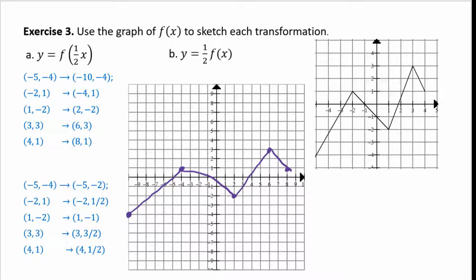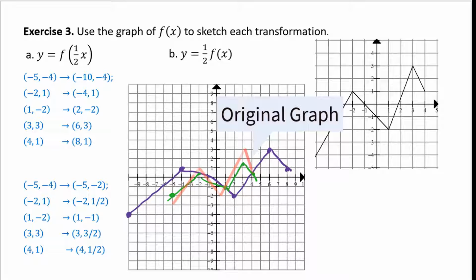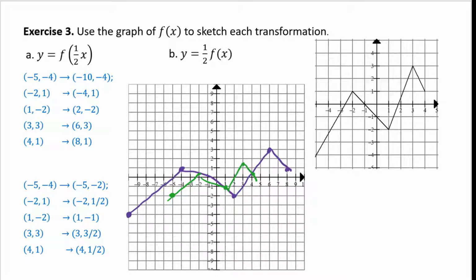Let's mark these transformed points on the grid. So we'll have -5, negative 2, negative 2, 1/2, 1, negative 1, 3. 3 halves is actually 1.5, and 4 halves. Now we'll connect the points. We observe that the entirety of the original graph now fits vertically in 1/2 of the original height.